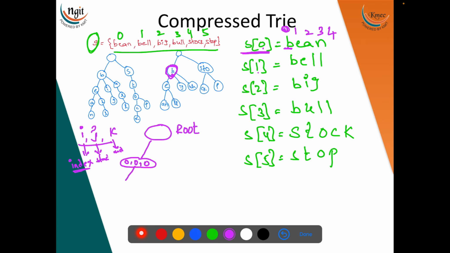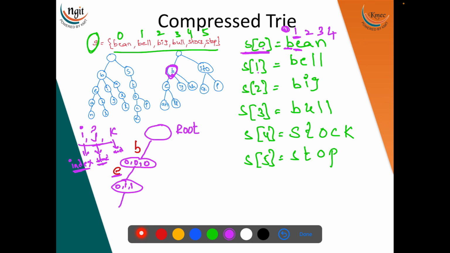Now the next is E. E also belongs to S of 0, so the first value is 0th index. J is the starting of this letter. Where does it start? At the 1 index. So I am pointing 1, and since it is only one letter, it ends at 1.